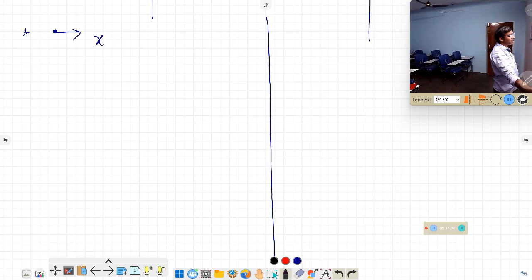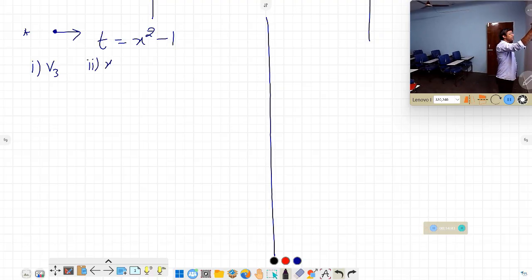The particle is moving in space with a given function, time t is equal to x squared minus 1. This is the way the function is given. The question is, what is the velocity at 3 seconds? What is the displacement at 3 seconds? What is the acceleration at 3 seconds? That means after 3 seconds of the journey, we need to calculate the velocity, displacement and acceleration. First, the velocity at 3 seconds.